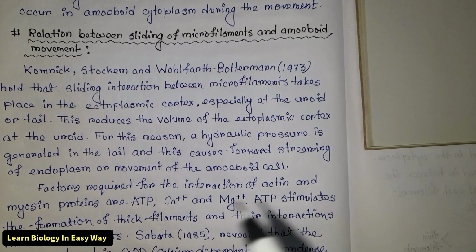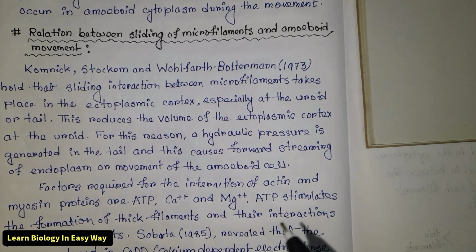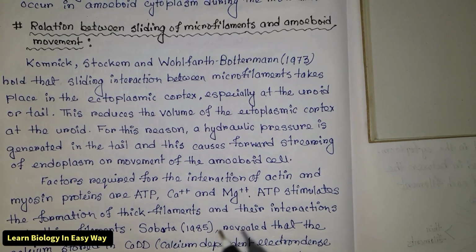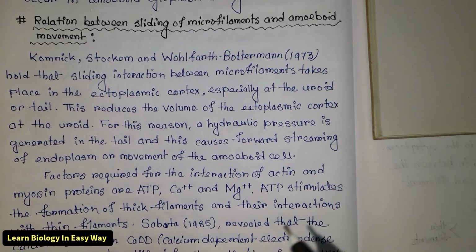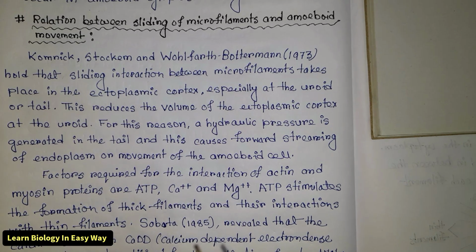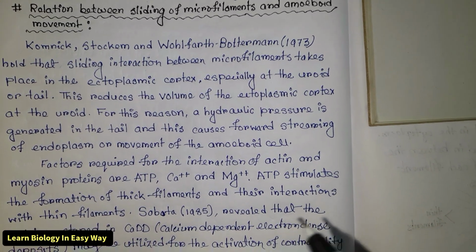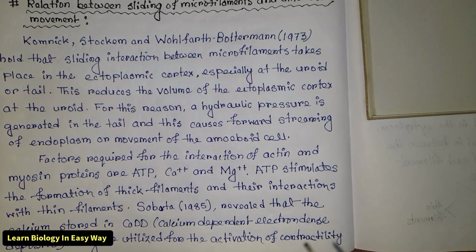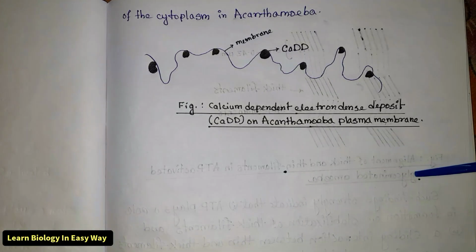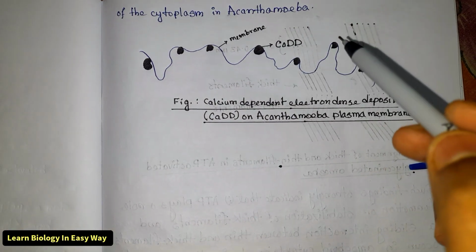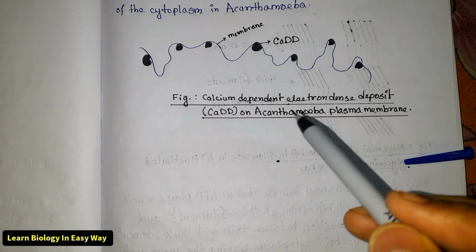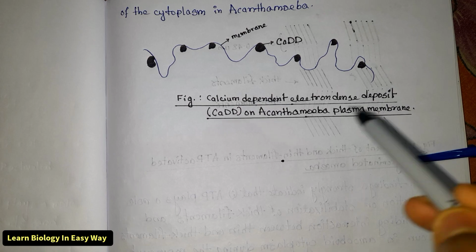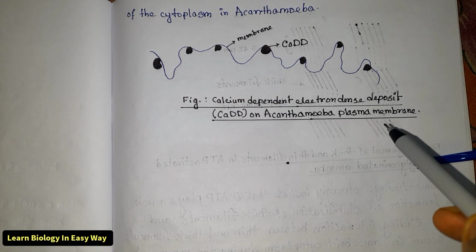ATP stimulates the formation of thick filaments and their interactions with thin filaments. Sobota 1985 revealed that the calcium stored in CADD, calcium dependent electron dense deposits, may be utilized for the activation of contractility of the cytoplasm in Acanthamoeba. Here we can see a figure of calcium dependent electron dense deposit CADD on Acanthamoeba plasma membrane.